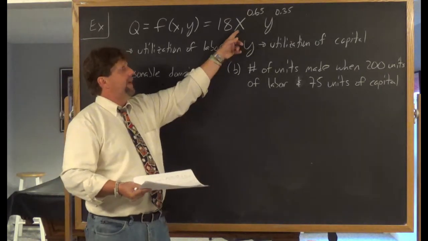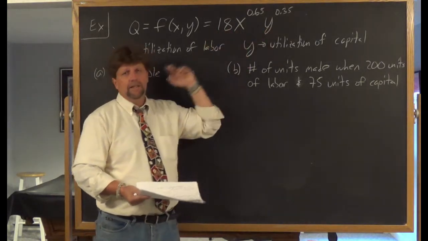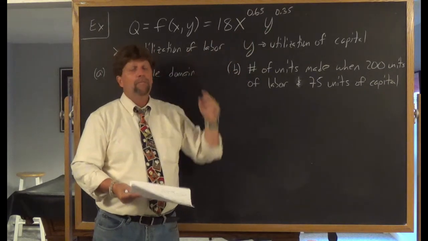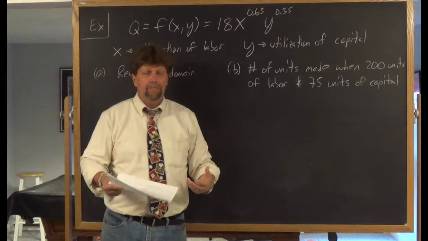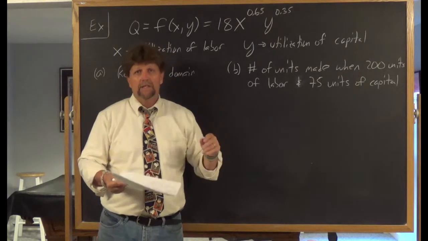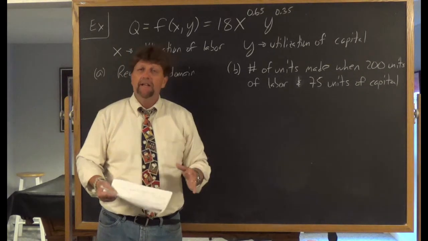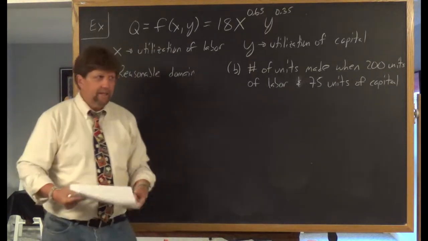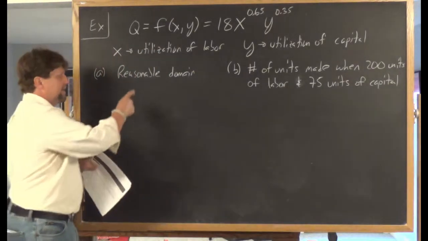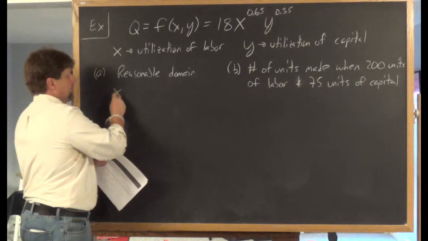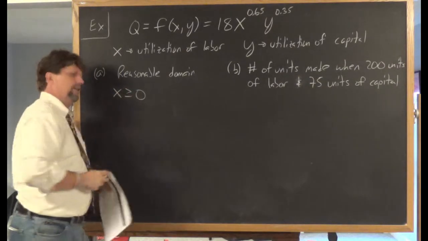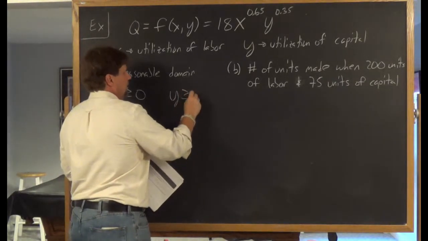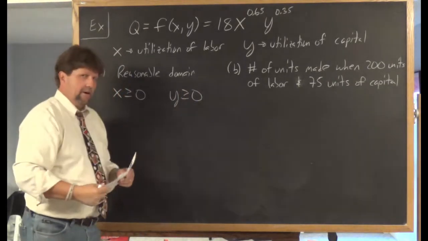I mean, if x is 0, this product is 0. If y is 0, this product is 0. But that could happen. It is in the, quote, reasonable domain. But negative values for x, negative values for y are not reasonable. So for that reason, I would say the reasonable domain is all values of x that are greater than or equal to 0, and all values of y that are greater than or equal to 0.